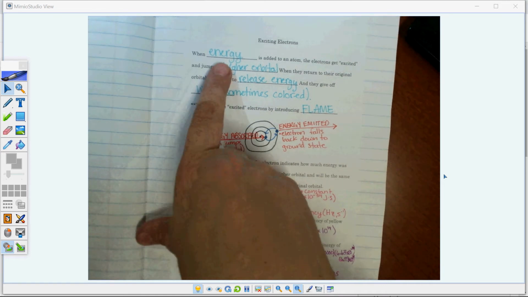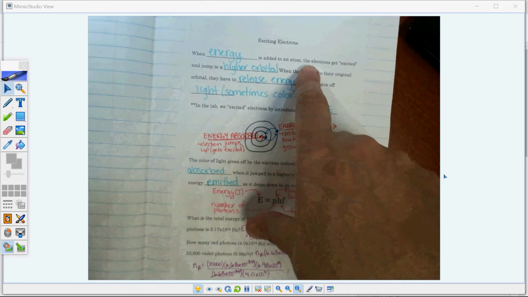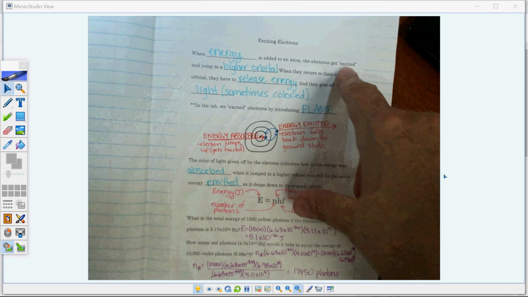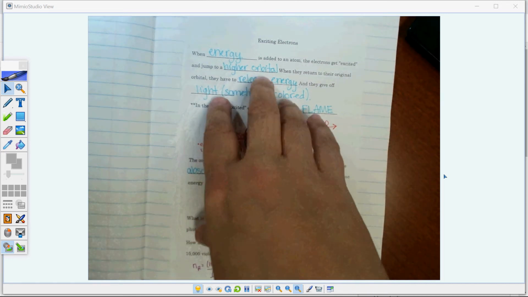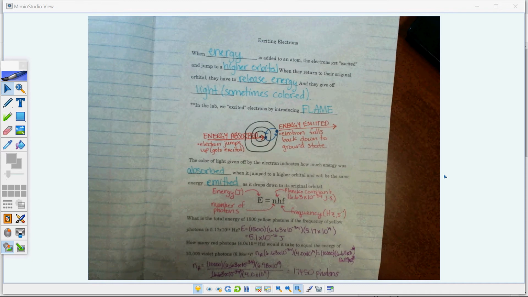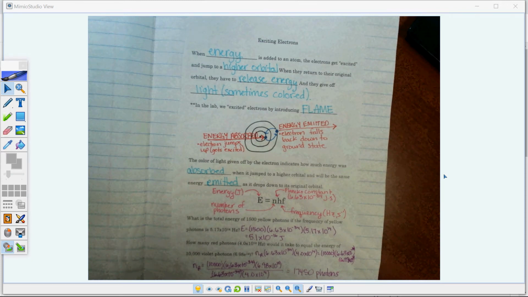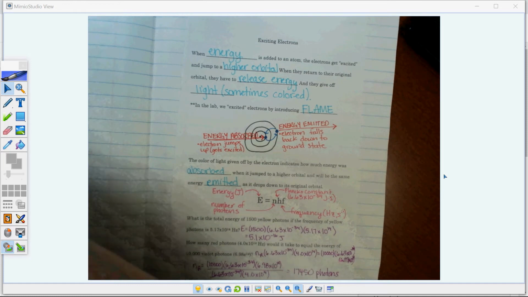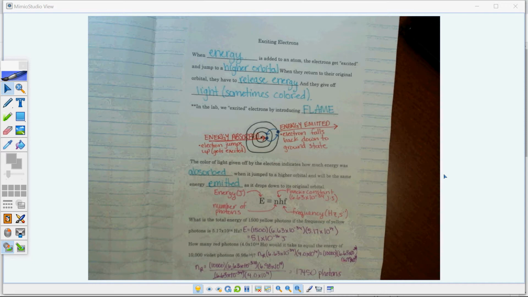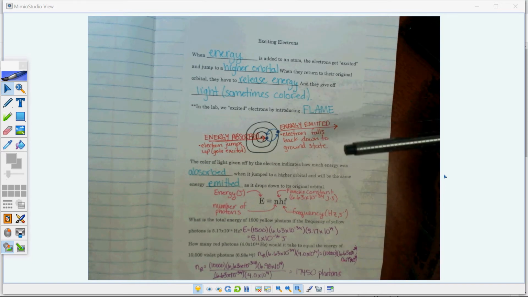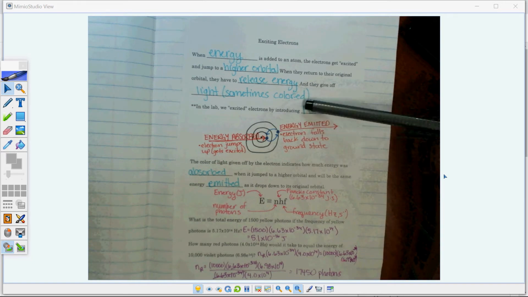So if we add energy to an atom, the electrons that are spinning around the nucleus get excited, and then they jump up to an orbital or a ring, if you will, higher or further away from the nucleus. When they return to their original location, there is a release of energy, and that release of energy comes out in the form of light. Sometimes it's colored, and that's what we see.